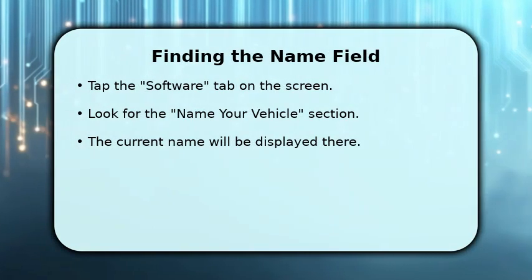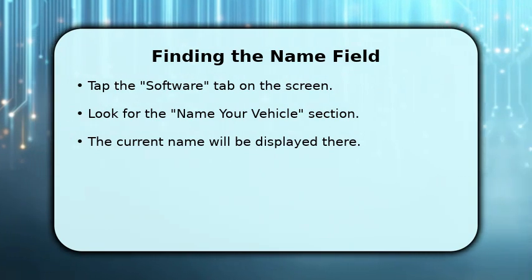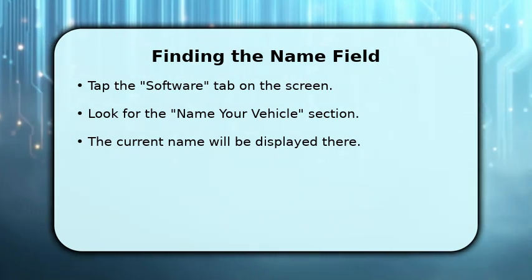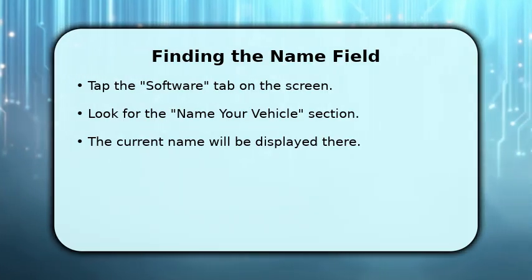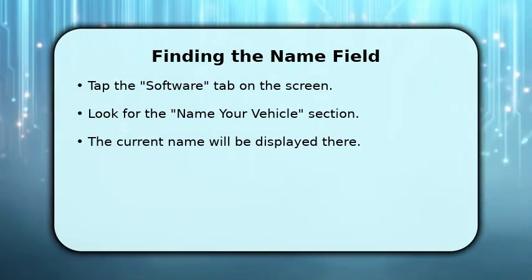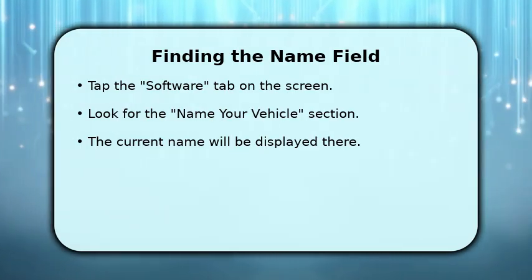Once you've entered the software menu, you'll see various options related to your Tesla's system. Look for a section clearly labeled Name Your Vehicle. This is where your car's current digital name is shown. It's usually quite prominent, making it easy to spot among the other settings.